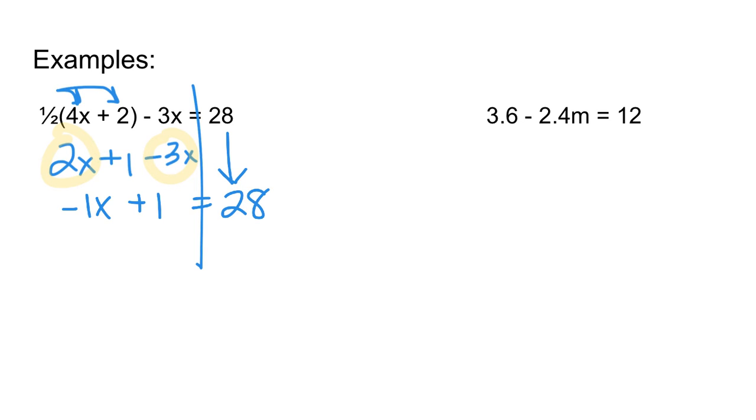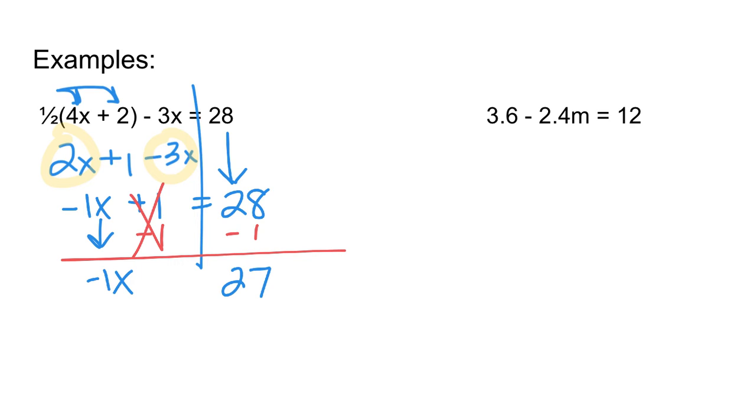So I'm going to start by moving what's not attached to the x first. So moving the plus 1, subtract it to cancel it. And so that's going to give me 27 on this side. And my negative 1x comes down. And then to cancel that negative 1 attached to my x, I'm going to divide by negative 1. So my x will equal negative 27.